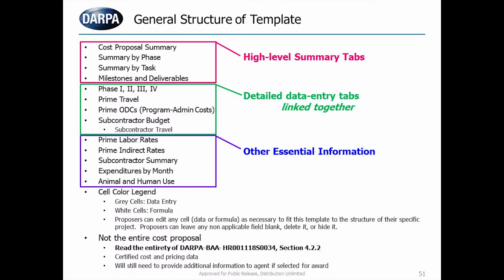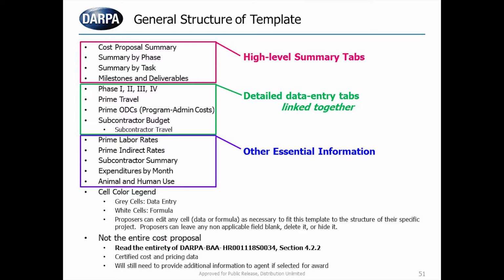So when you review some of the detailed data entry tabs, like the tabs representing each phase of your project, you might be a little intimidated. But before you get too worried, I'd really like you to pay attention to something called the cell color legend. In that, you'll see that gray cells represent cells where you're going to enter the data, and then the white cells represent formulas.